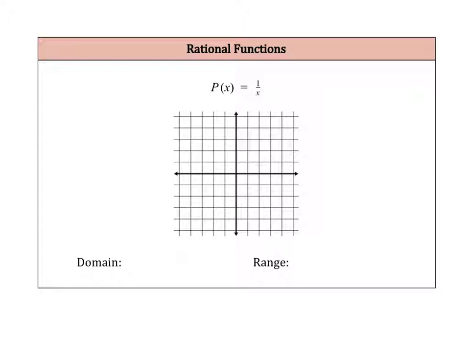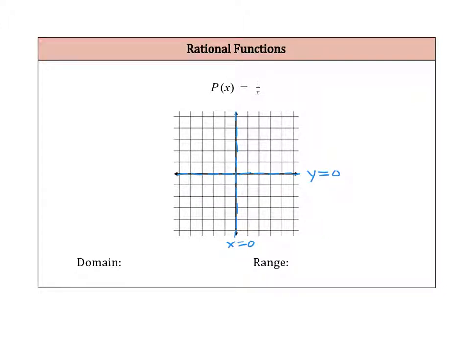Alright, so we're going to start by looking at our parent function, which would be 1 over x, and we're going to look at what the graph looks like and talk about why some of these special characteristics happen. So the graph for a rational function looks like this. It has a vertical asymptote. In the parent function, it has it at x equals 0. It also has a horizontal asymptote at y equals 0.